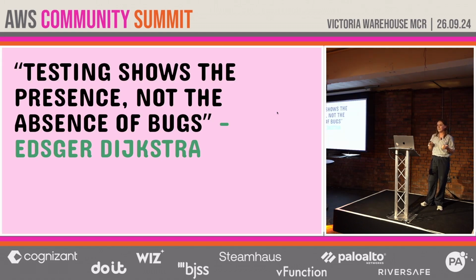Firstly, an interesting quote that I quite like is from Dijkstra: testing shows the presence, not the absence, of bugs. So again, it comes back to the idea that you can do all the testing in the world, but you still will get bugs, and they'll always be there, so we have to be able to recover and deliver really quickly. And that's just as important as having 100% test coverage.